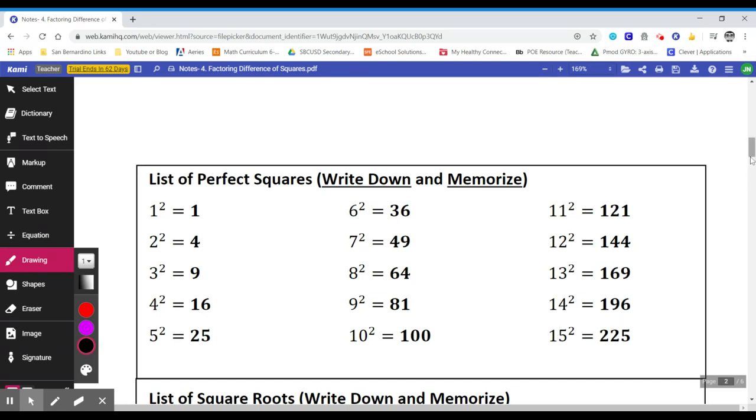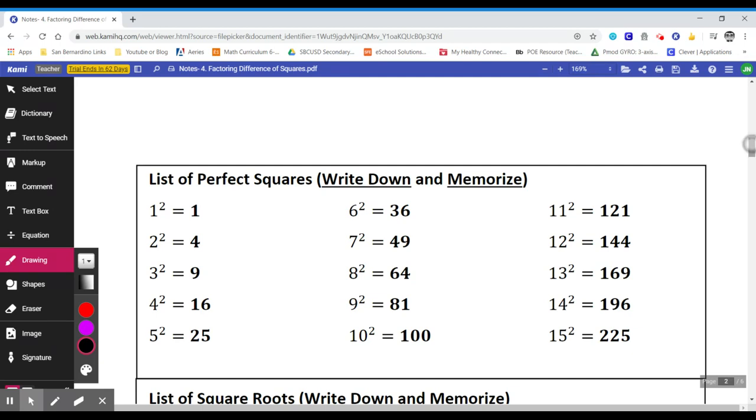So in basically most of the math classes that I've had in the past, you don't really get anything past 15. So I would say just for sure know up to 15. If you want to do more, that's even better. But at the very least, write down and memorize these perfect squares.